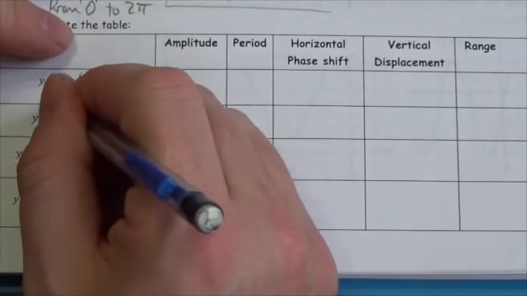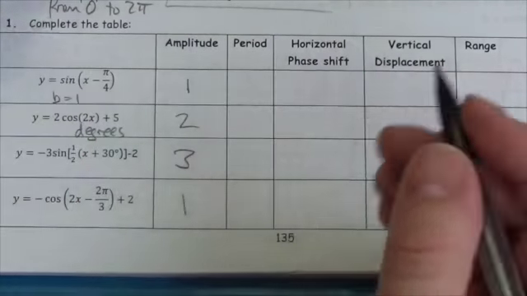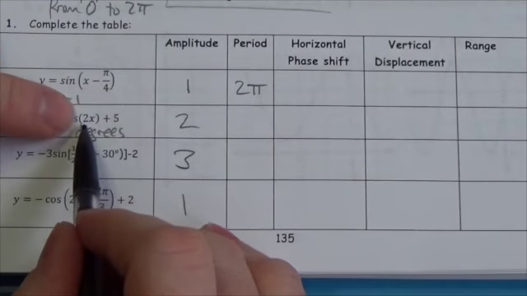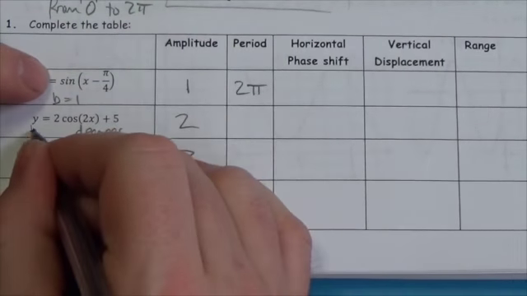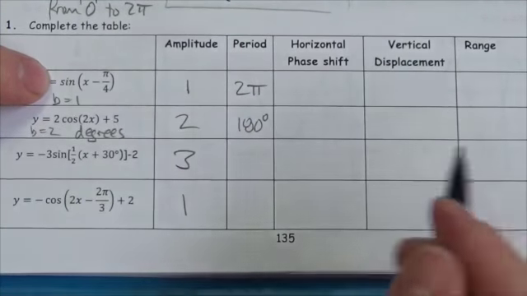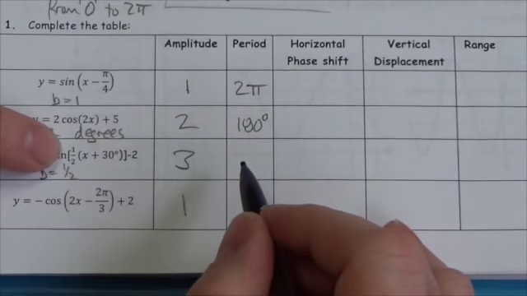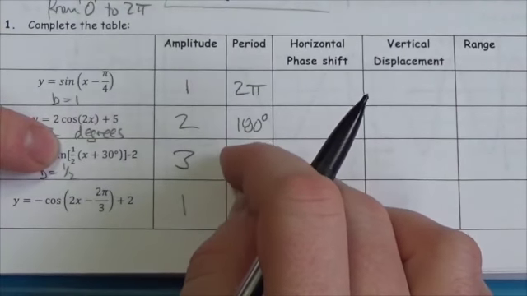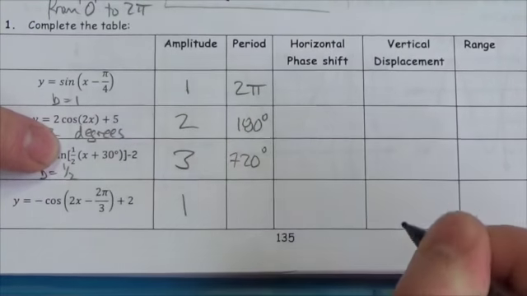Well, the B value here is 1, because it's the coefficient of the x, the number in front of the x, so the period here is going to be 2 pi. Here, the B value is clearly going to be that 2, so period is going to be 360 divided by 2, which is 180 degrees. There's my period. In this case here, the B value is 1/2, and so my period is going to be 360 divided by 1/2. Well, divided by half means multiplied by the reciprocal. That's going to be 720 degrees.